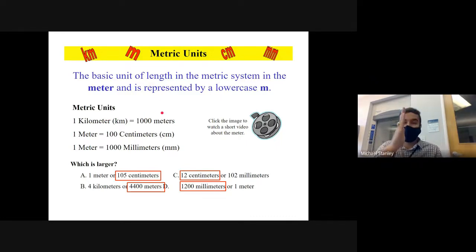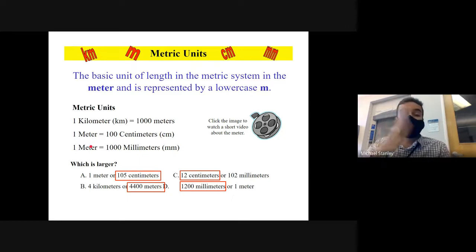So if you took 1,000 meter sticks and laid them end to end, they would measure out to exactly 1 kilometer. So kilo is a prefix, a start of a word that means like 1,000. So 1 kilometer, 1,000 meters. The meter itself, we can break up into smaller chunks. So if we broke a meter up into 100 equal sized pieces, each of those pieces would be 1 centimeter. So there are 100 total centimeters in 1 meter.